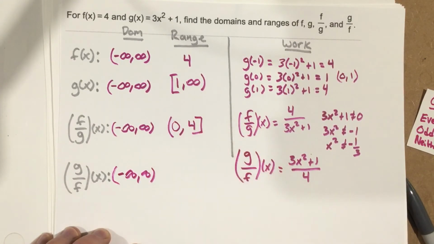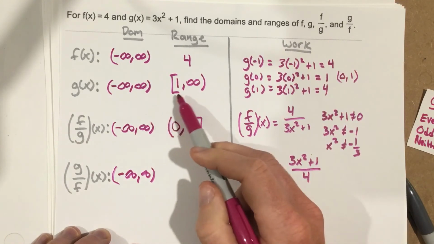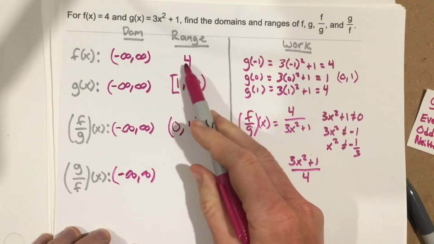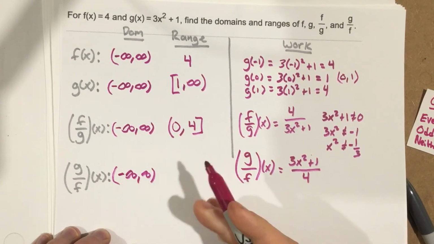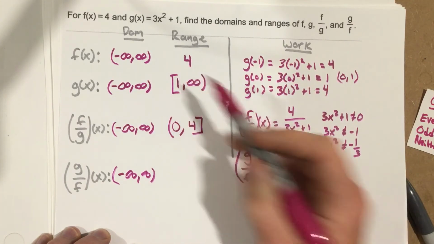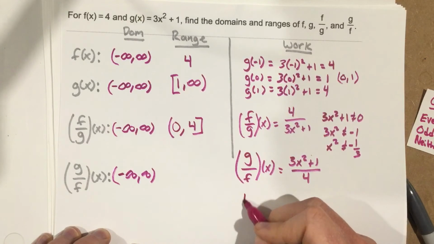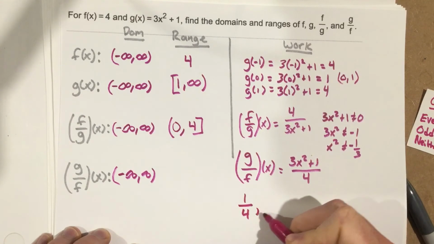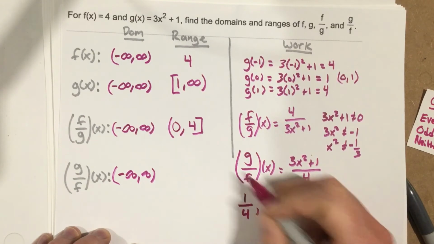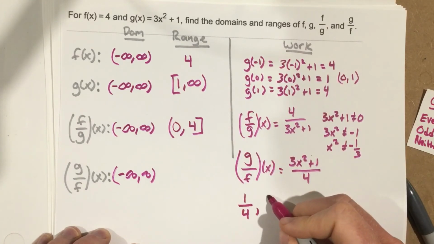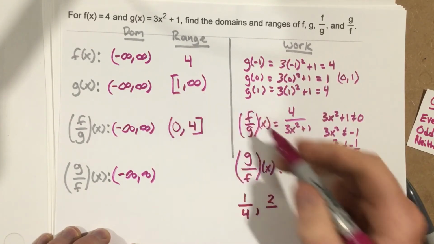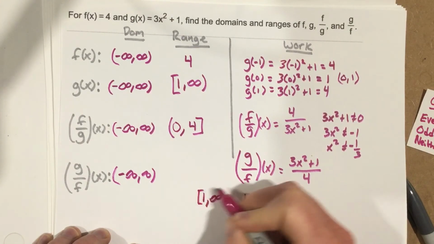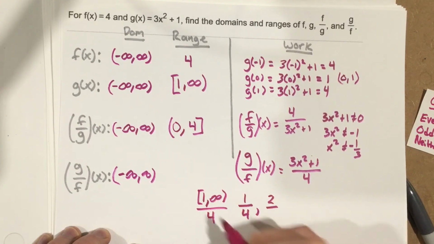But our range value, what's our range value now? Well, now I'm taking this range value for g of x, and I'm dividing it by 4. So I can see that 1 divided by 4 is an option. And so just keep in mind, I'm doing the g of x function over the f of x function. So 1 over 4, and then I'm just doing integers. And then the next one would be 2, between 1 and infinity, right? So essentially what I'm doing is this range value divided by 4. That's what I'm testing here.